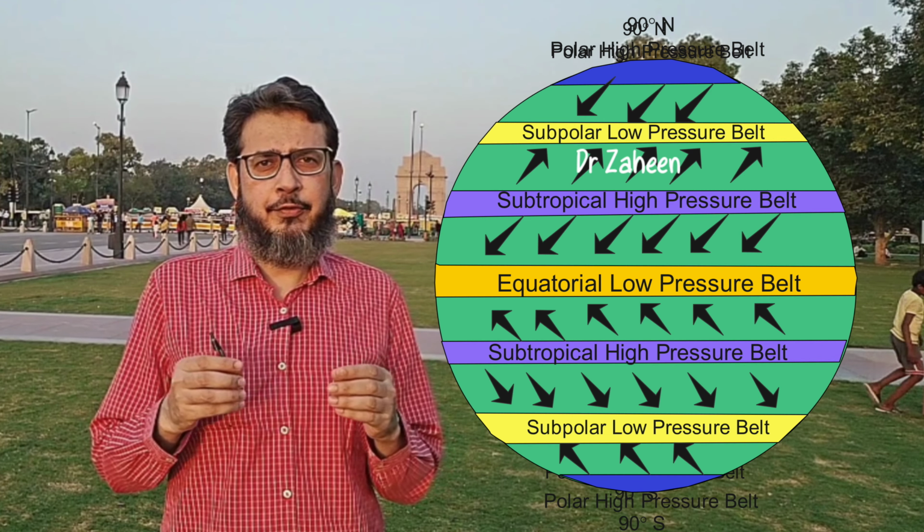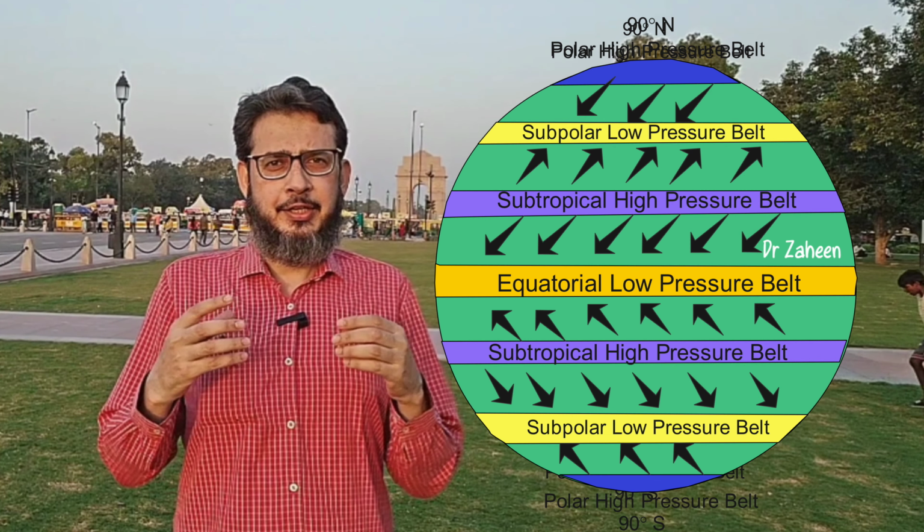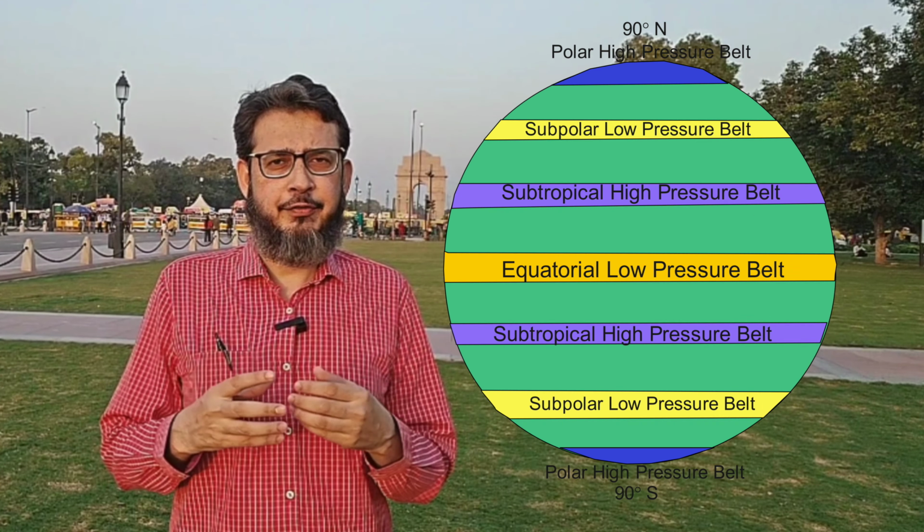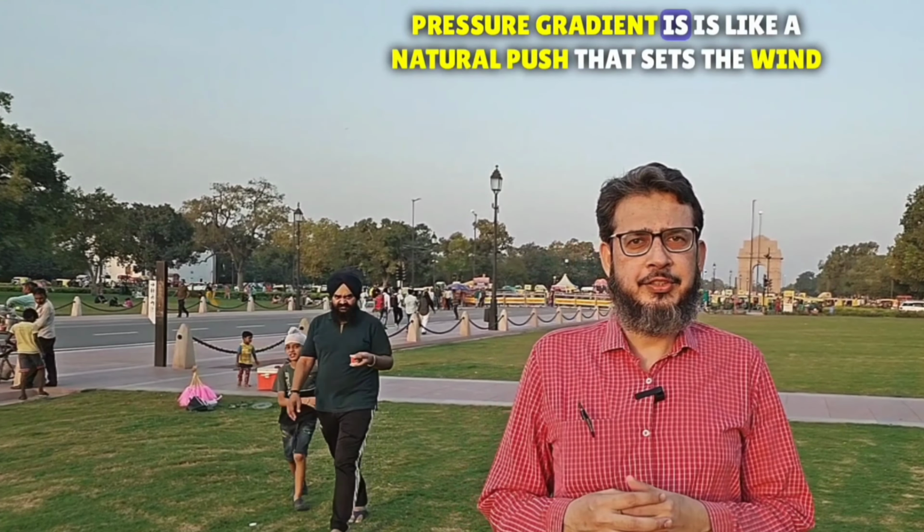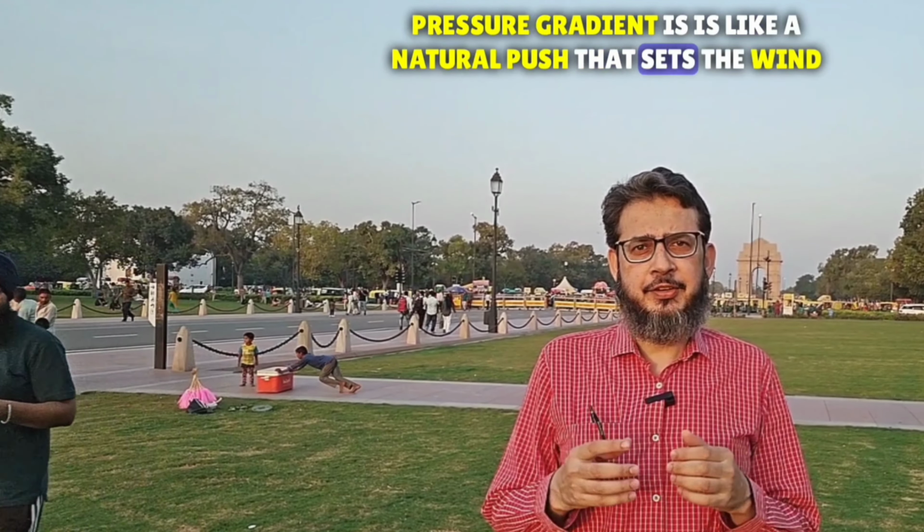The movement of air from high to low pressure is due to the pressure gradient force. Pressure gradient is like a natural push that sets the wind in motion. But wait, there are more factors affecting the motion, that is the Coriolis force or effect.